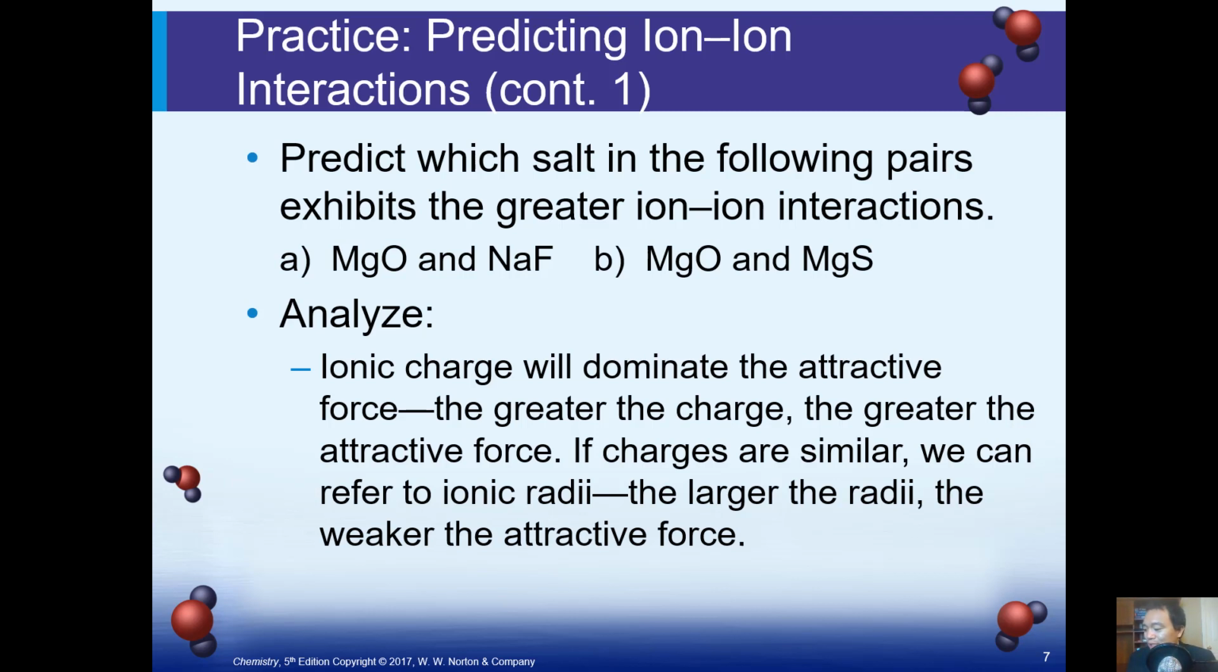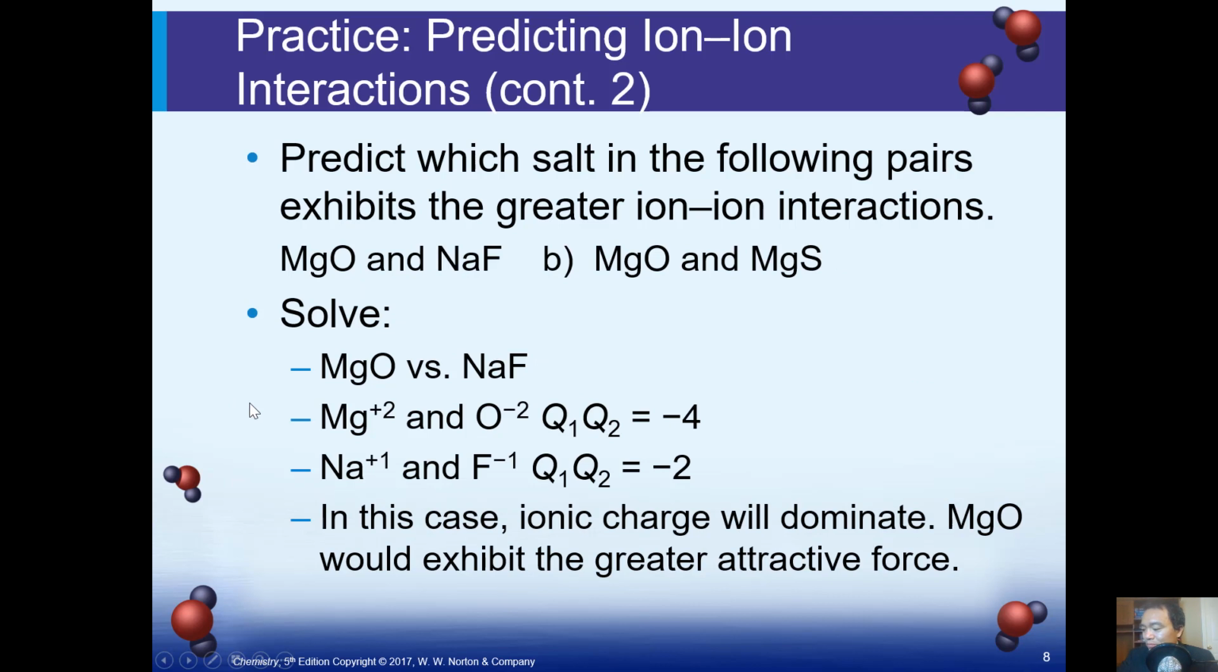For MgO, it's +2 and -2. So you have +2 and then -2. So when you look at the product between Q1 and Q2, it's -4.